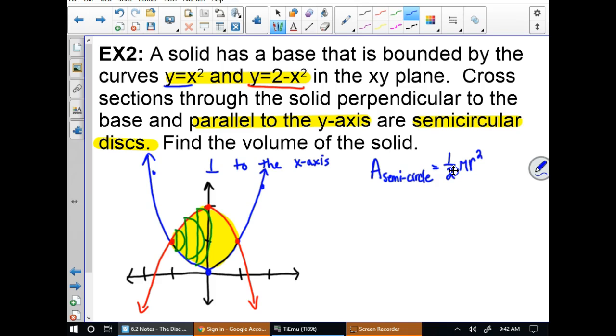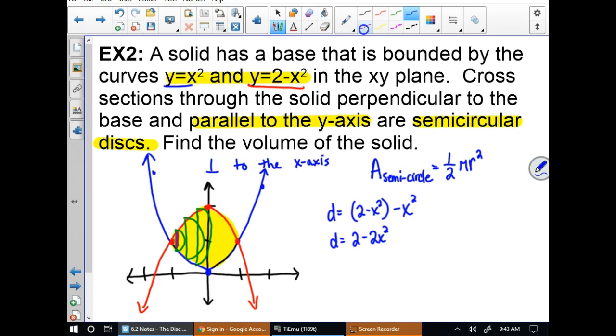One of the most tricky things about this is that you're not using the diameter of the circle, but the radius of the circle. Whenever we're looking at our cross section here, that is our diameter of the circle. So, before we can put it into our equation, we have to cut it in half. The diameter of our circle is going to be top equation minus the bottom equation, right? So the diameter of this circle would be 2 minus x squared minus x squared. If you want to simplify, the diameter is 2 minus 2x squared.